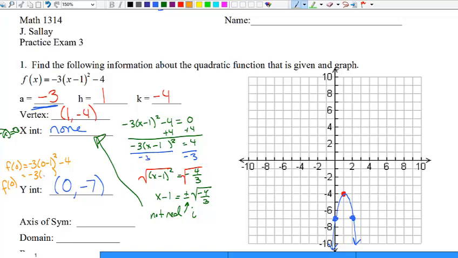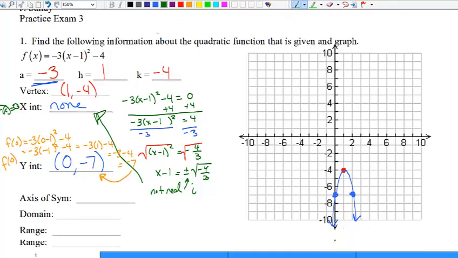0 minus 1 is -1. -1 squared gets you +1. So I have -3 times +1 minus 4, which is -3 minus 4, which is -7. Again, we already had that information, so if you didn't want to do it the long way, by all means, don't do that. But if you need to, then now you know how to do it.